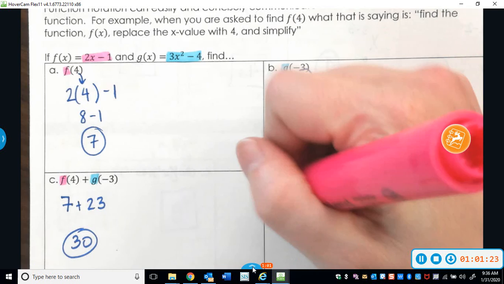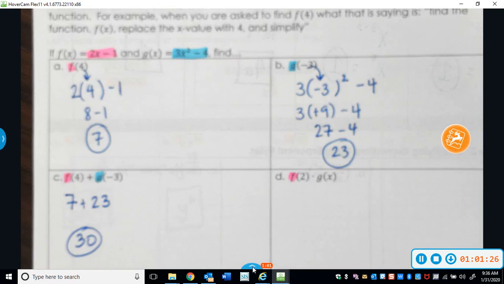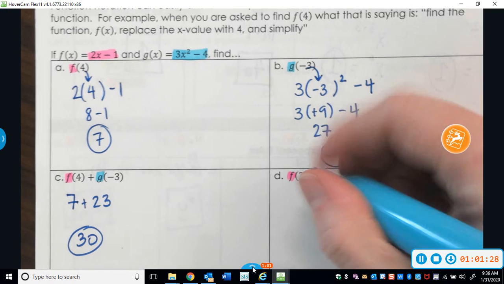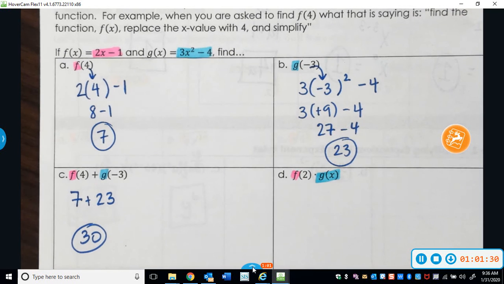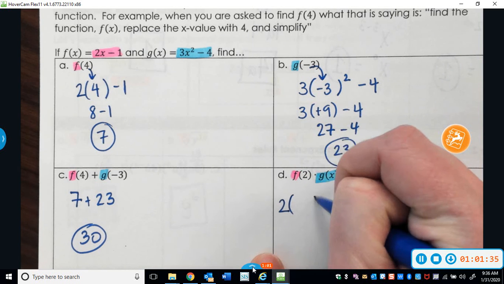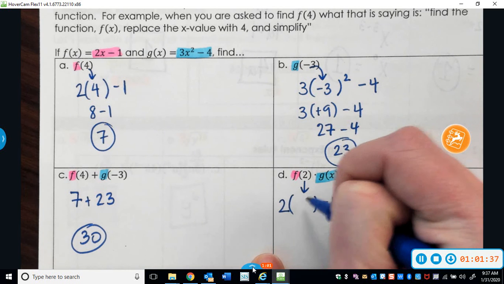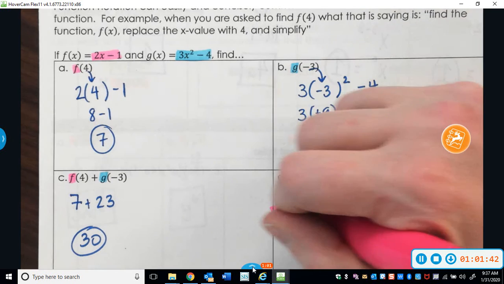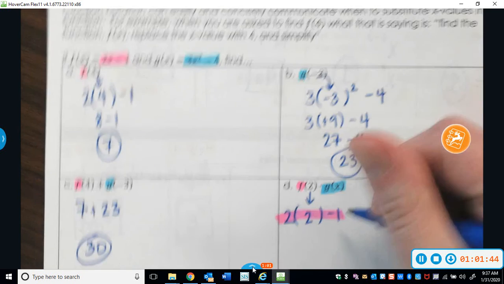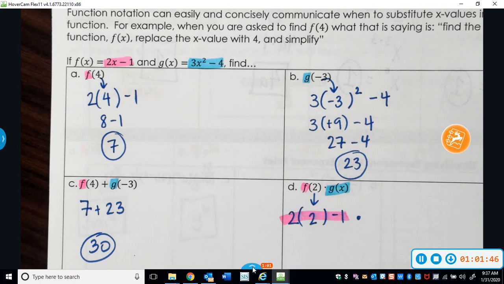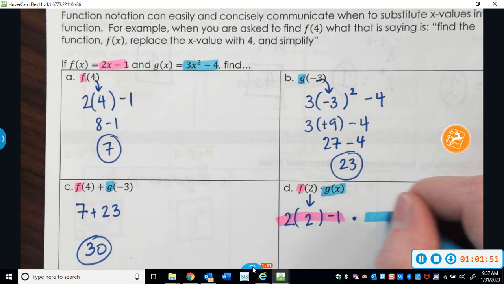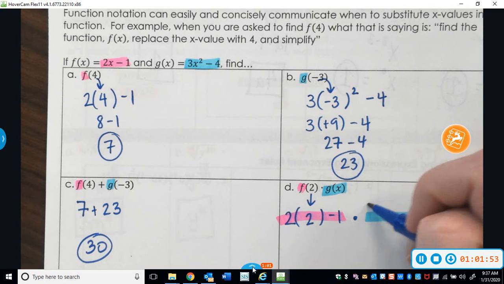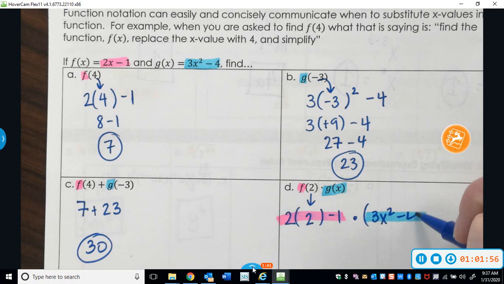Alright, so for my last one, I'm using my f function and I'm replacing the x with 2, and I'm multiplying that with g of x, so I'm not replacing an x value there. So I'm going to take my f function, I'm going to replace the x with 2, and then I'm multiplying that with my g function, which is 3x squared minus 4.